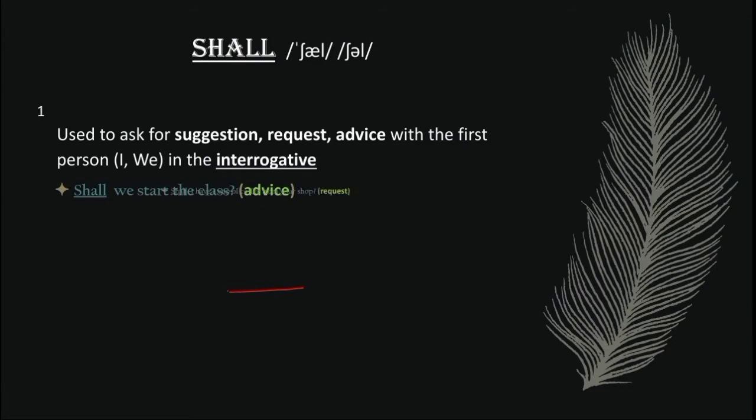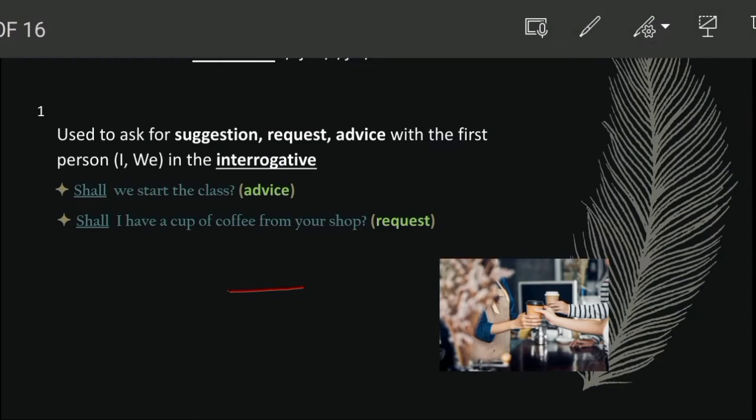Here we have another example. Shall I have a cup of coffee from your shop? This sentence gives us a sense of request. What does it mean? Shall I have a cup of coffee from your shop means can I have a cup of coffee from your shop? In other words, I can also say, can you please give me a cup of coffee from your shop? So this sentence gives us a sense of request.